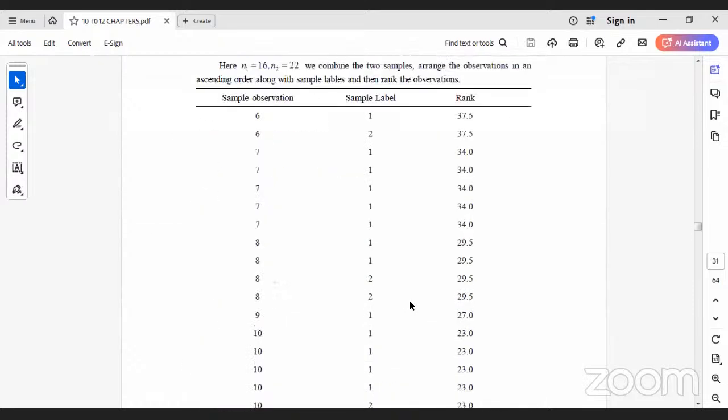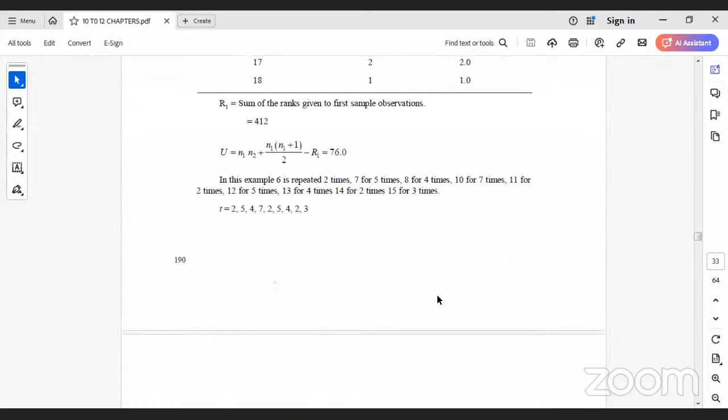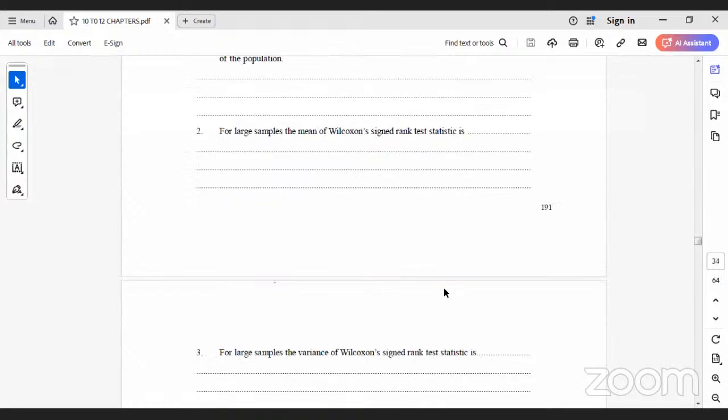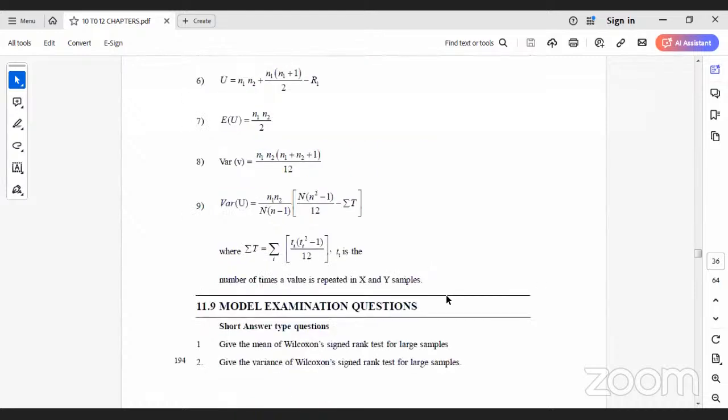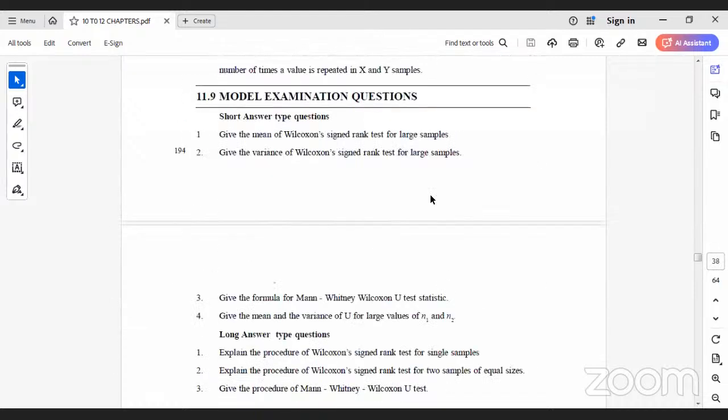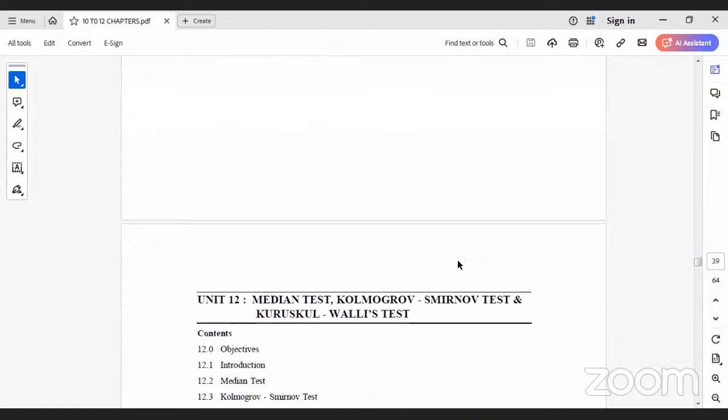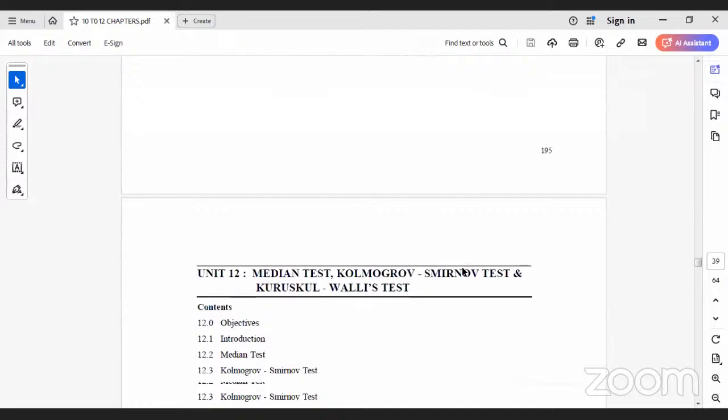This is also the same problem you have to do here. This is the 11th unit. Explain the procedure of this one and this one. Most important, this one is important: the median test and the Kolmogorov-Smirnov test, critical and valid test.